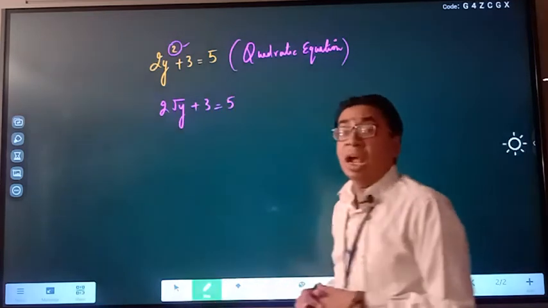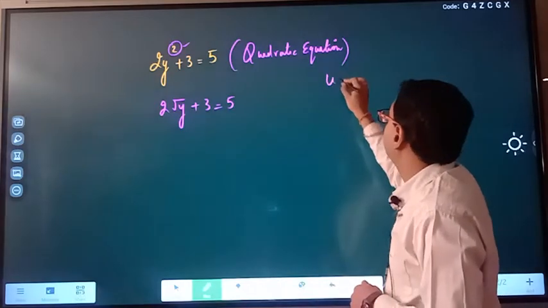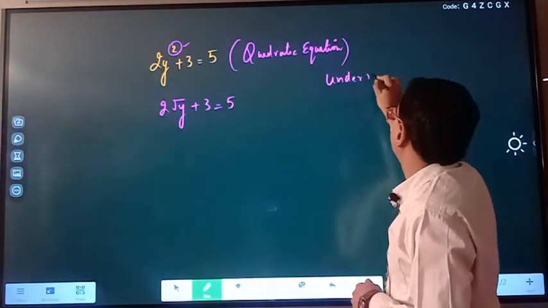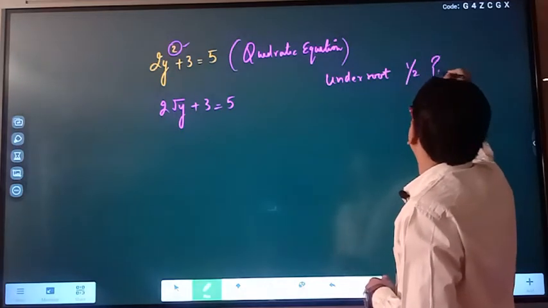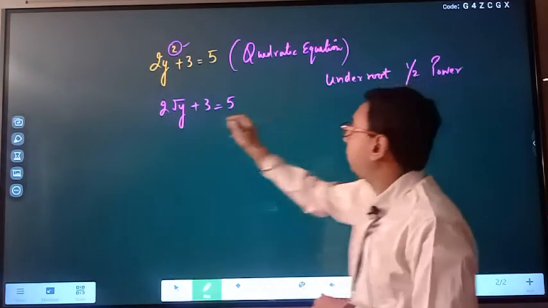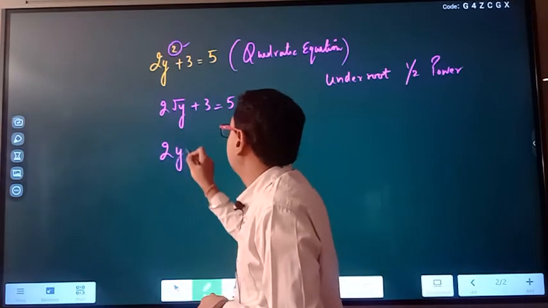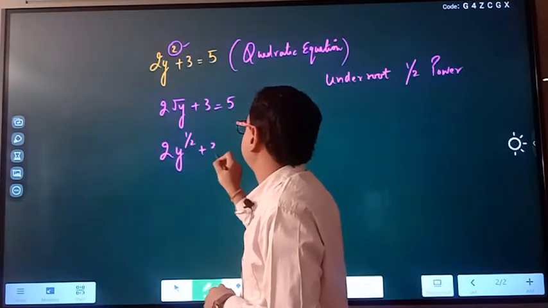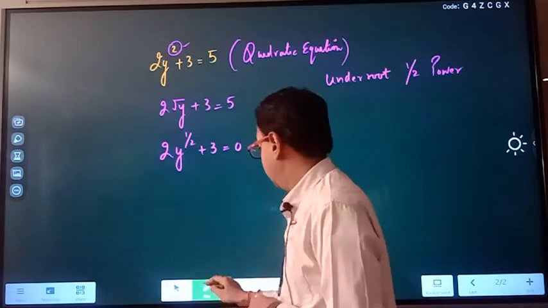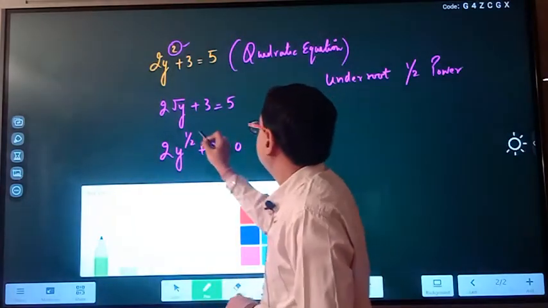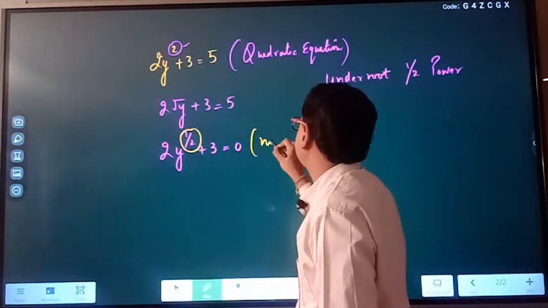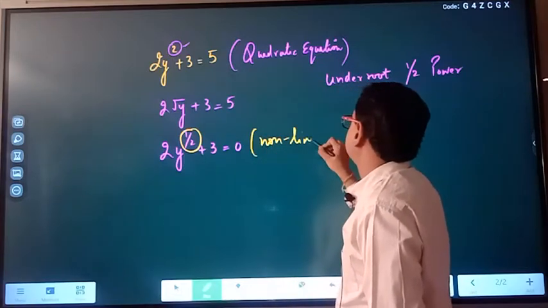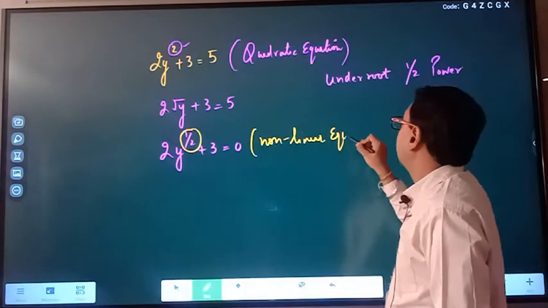What do you think? I told you whenever under root is there, under root means power half. So here, if I have to write, I'll be writing it like this. Again, what is the power? The power is not 1, so it's a non-linear equation again. Are we clear? The examples.